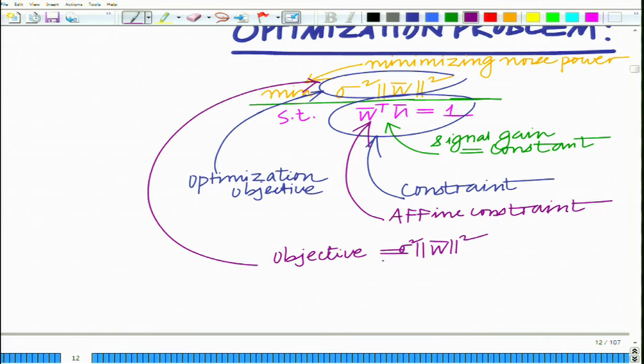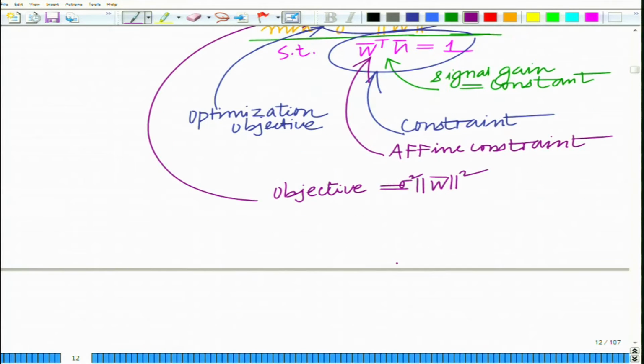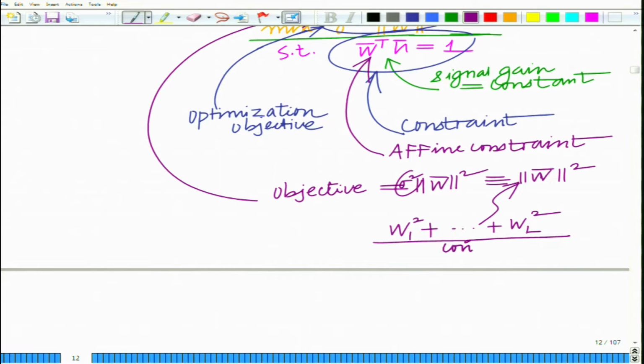Where sigma square norm W bar square. Well, minimizing sigma square norm W bar square is equivalent to minimizing norm W bar square, because sigma square is a constant. So, if I minimize norm W bar square, I will also minimize sigma square norm W bar square. And now look at this, norm W bar square is simply W1 square plus so on WL square, a sum of convex functions. So, this is a convex objective. An affine constraint is also a convex constraint.